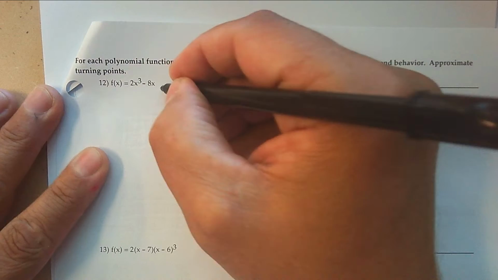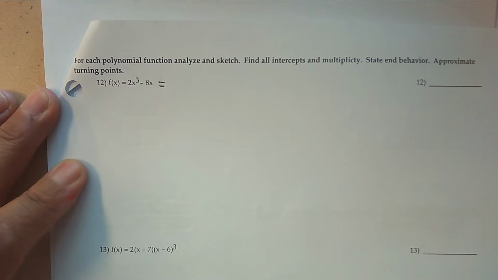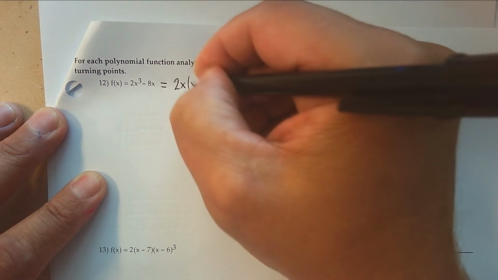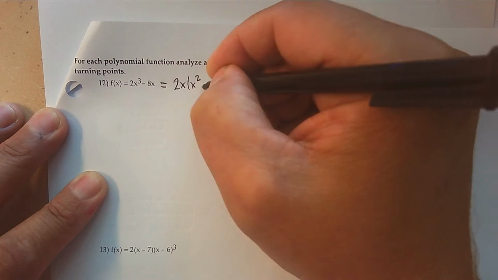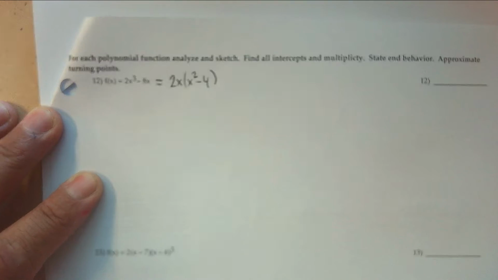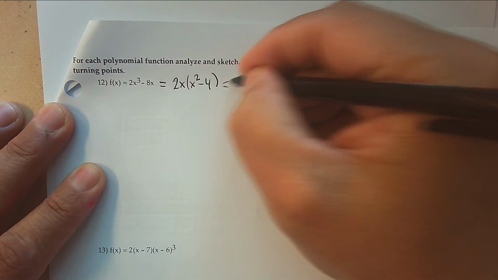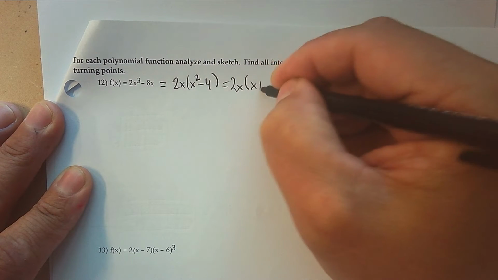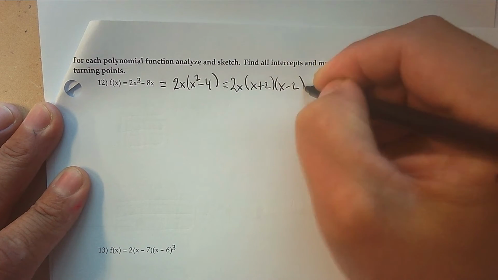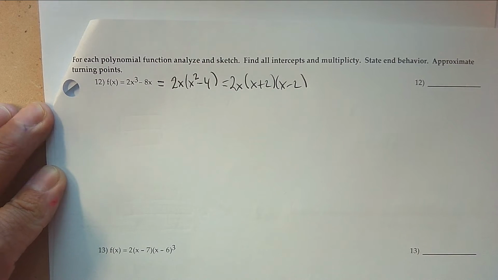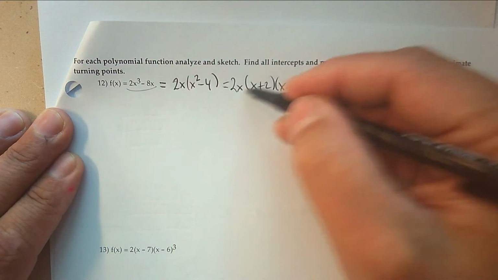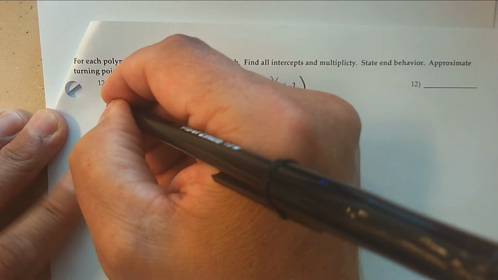All right, so step 1 is I'm going to factor this. So they have a 2 and an x in common. I'm left with 2x squared minus 4. X squared minus 4 is a difference of squares. Take the square root of both, and you get x plus 2, x minus 2. So we have the expanded form and the factored form now. So it should be easy now.